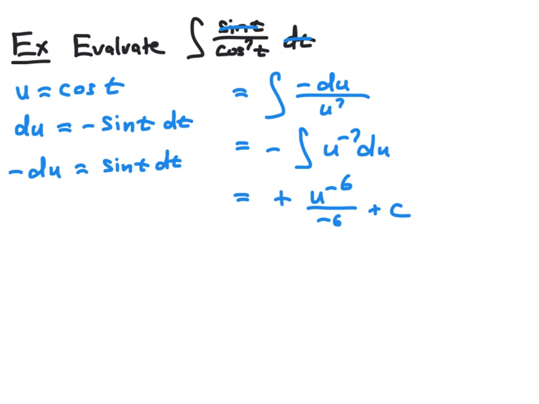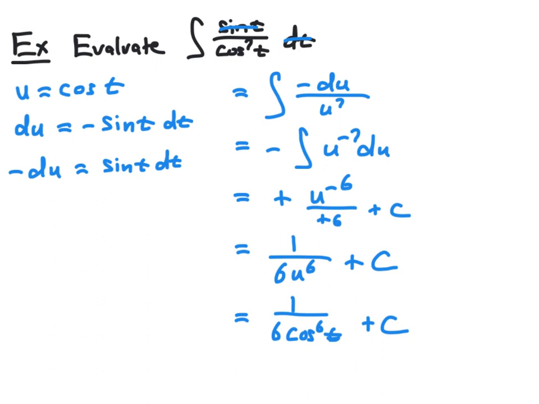Of course, the negatives here will cancel. And so we just get u to the negative 6 over positive 6, or 1 over 6 u to the 6 plus c by moving the u to the negative 6 to the denominator, which makes our exponent positive. And our last step is to go back to our original variable t. So we obtain 1 over 6 cosine to the 6th of t, all plus c. So this is our antiderivative for the function sine of t over cosine to the 7th of t.